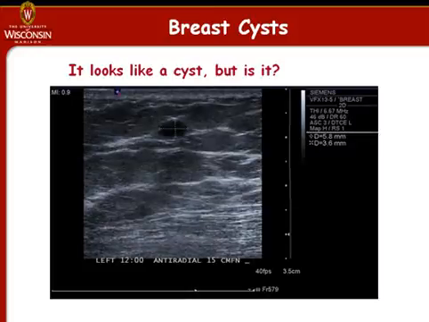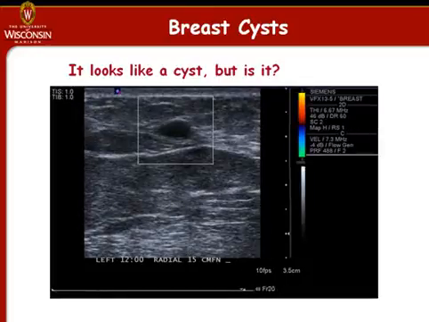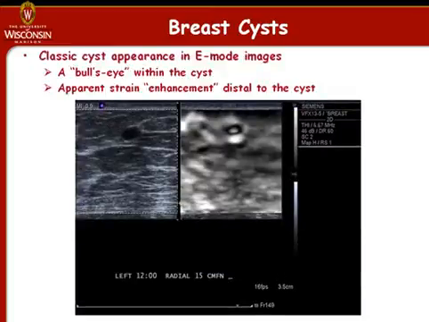Again, we measure its dimensions in perpendicular directions, 4 to 6 millimeters or so. In the opposite plane, about 6 millimeters, so it's a relatively small lesion. But is it a cyst? Turn on color flow, where we see no evidence of flow, but that doesn't really give you great confidence that it's a cyst. But when we turn on elasticity imaging, we see the characteristic bullseye pattern that's common among cysts. And we also see an apparent strain enhancement behind the lesion.